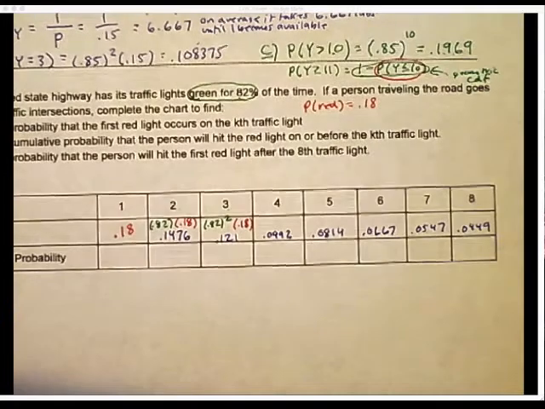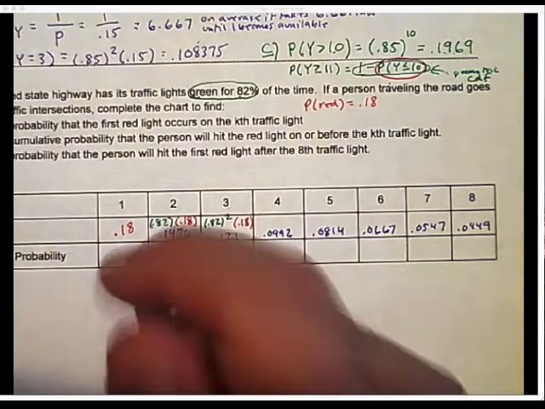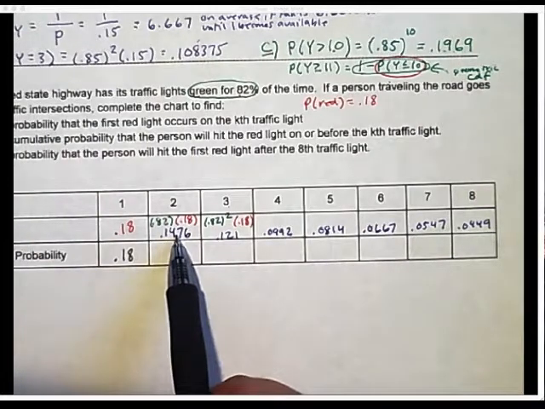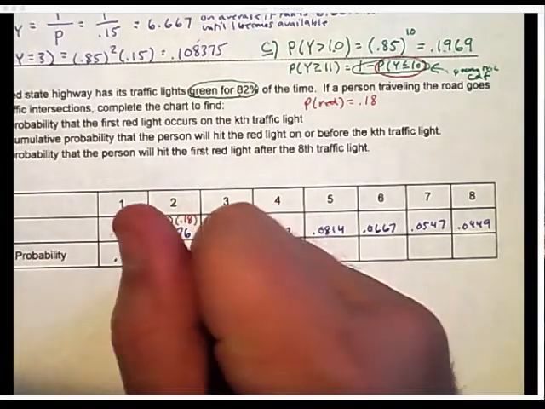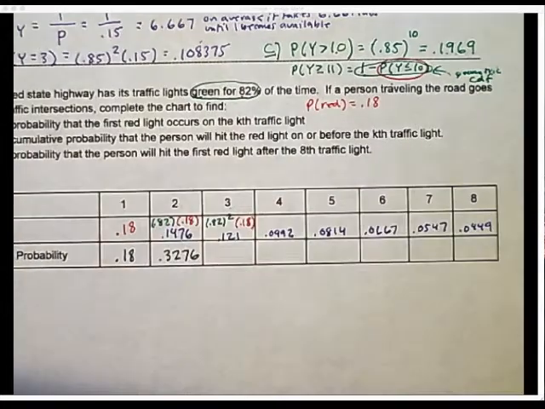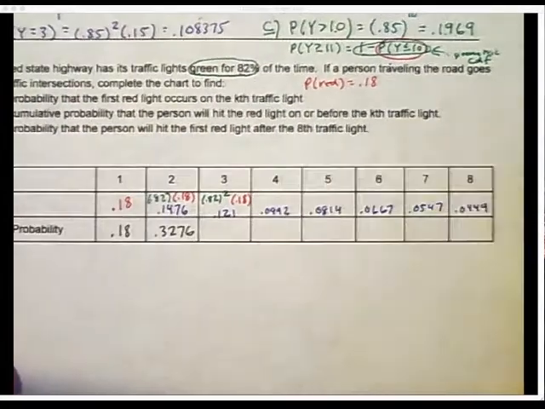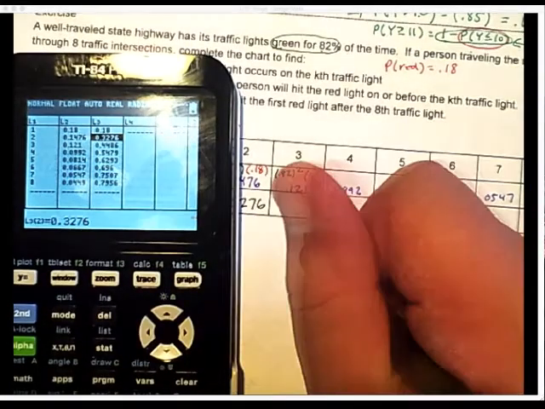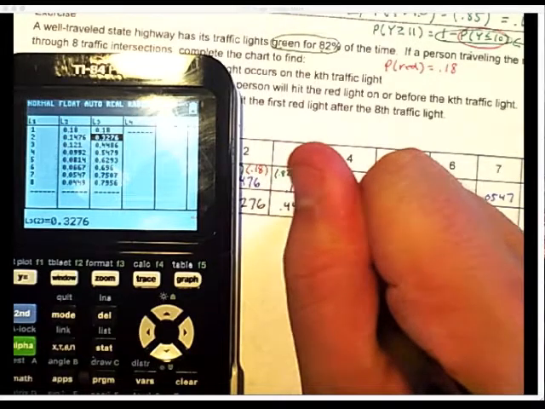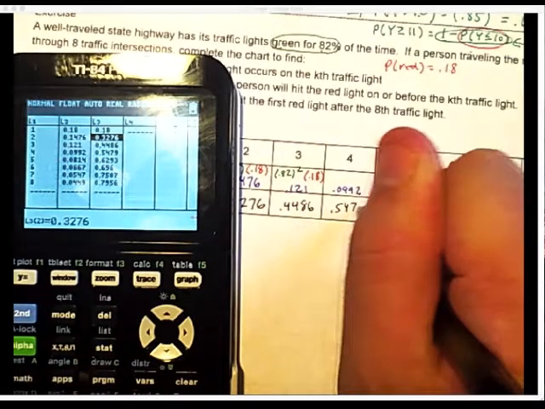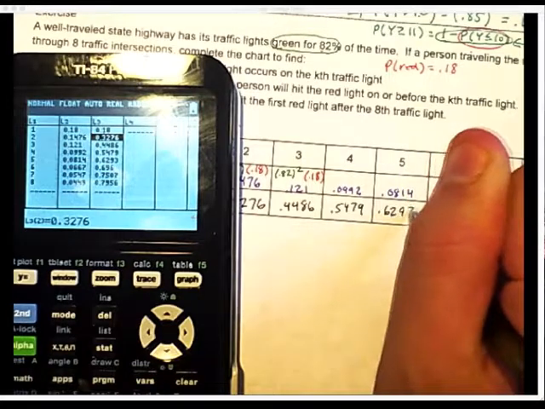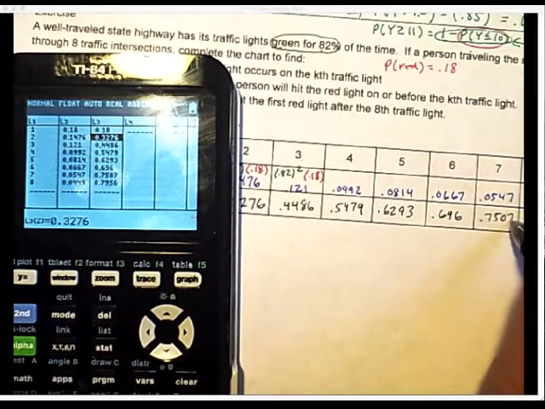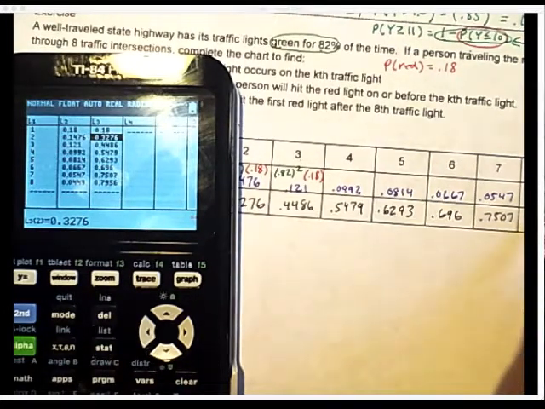So if I want to find cumulative probabilities, all right. If I take 18 plus that number, I get 0.3276. Realize there might be some rounding differences from the calculator. All right. And if I keep looking down here, I get 0.4486, 0.5479, 0.6293, 0.696, 0.7507, 0.7956.